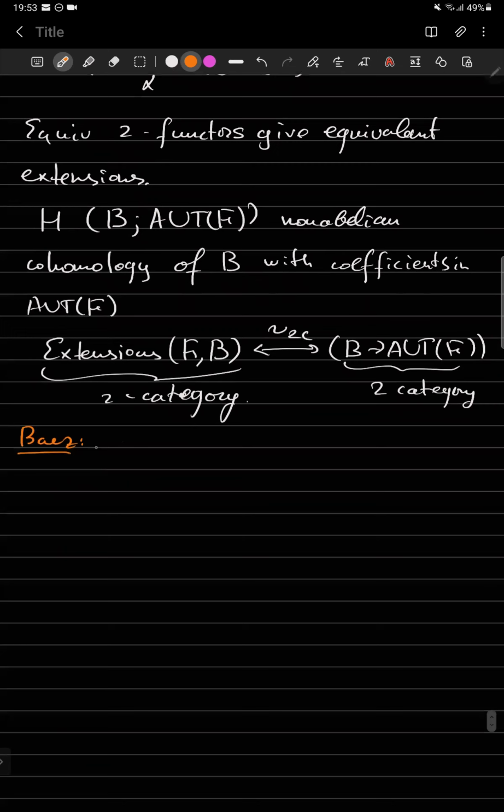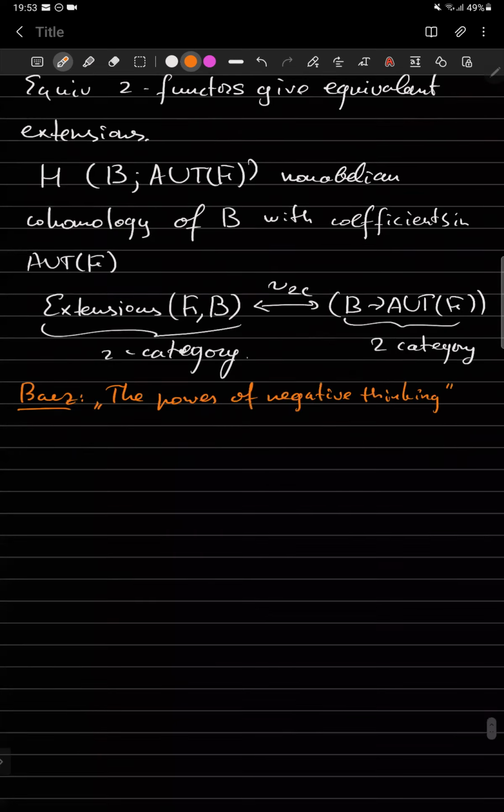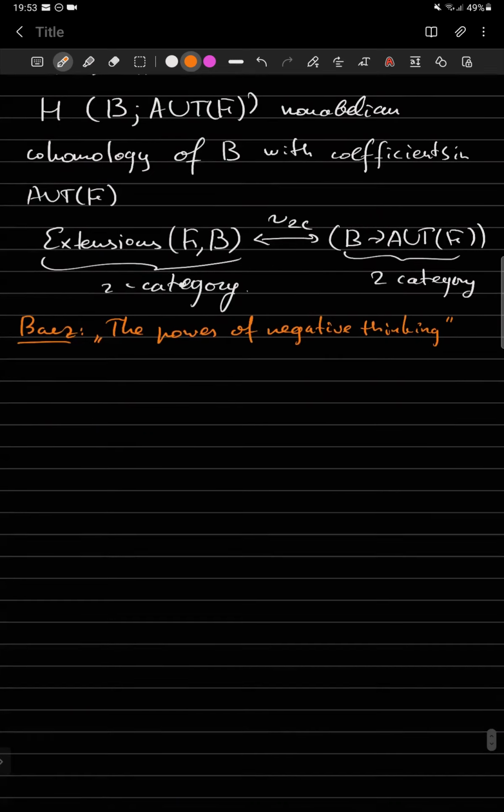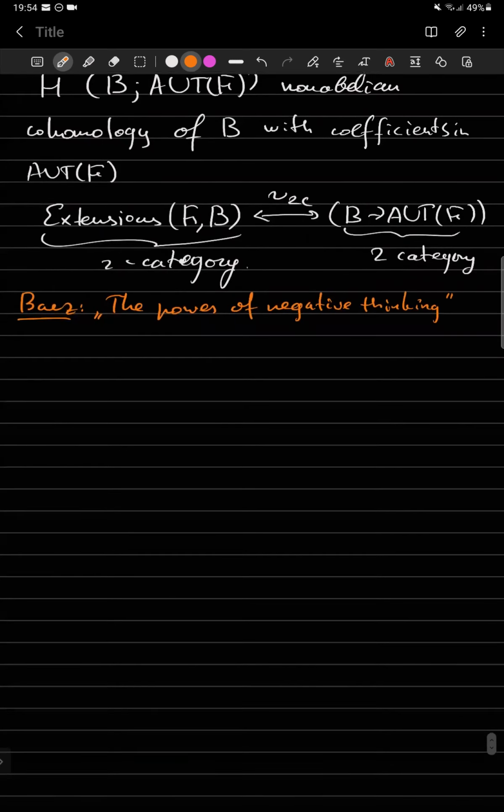Baez calls it the power of negative thinking. The reason is that we will not only see what n-categories are for non-negative n, but also what n-categories are for negative n. Okay, so first of all, we can try to understand what (n+k)-categories are.